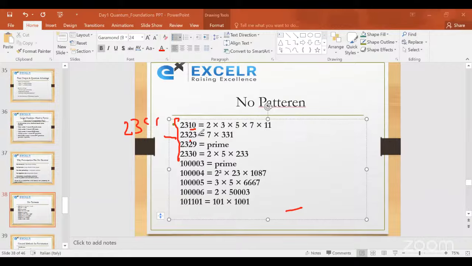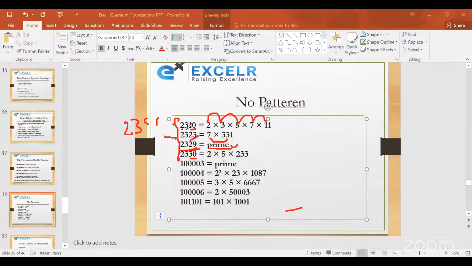So this is 10, this is 2, 3, 2, 9, 30. See the things. So 2 into 3 into 5 into 7 into 11. Here 7 into 331 and 2329. What I found is that this is itself a prime number. It is not divisible by anything. I have tried, maybe I may be wrong, I have not tried so much, but I have tried. The 2329 was indivisible. The number which is divisible only by one and itself is called a prime number, so I have written here a prime number.